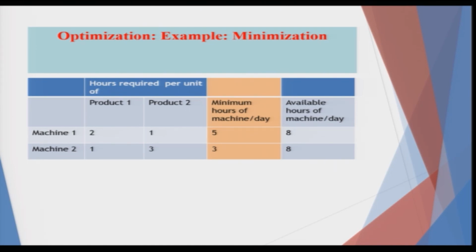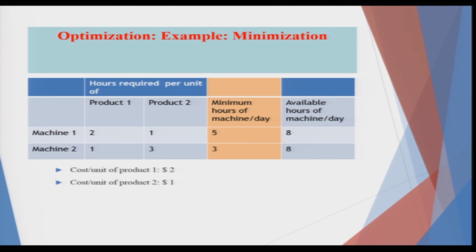Now, this is the same problem. The minimum hours of the machine per day which you have to utilize is 5 for machine 1, and the minimum hours per day for machine 2 is 3, and the available number of hours per machine per day is 8 and 8. Obviously, the minimum need not be possible, it could be 0 also, but you have to basically utilize some amount of hours for machine 1 and machine 2.